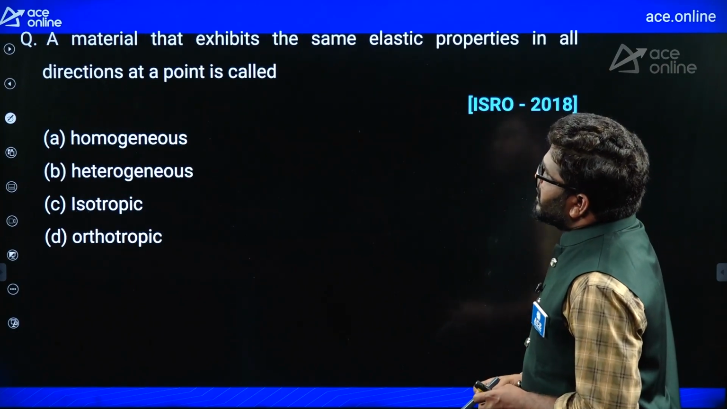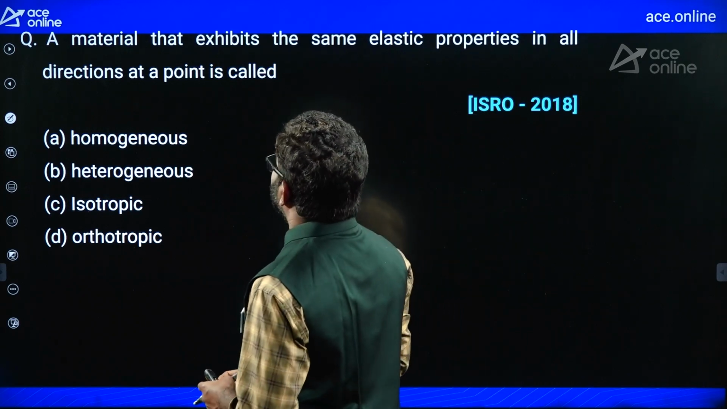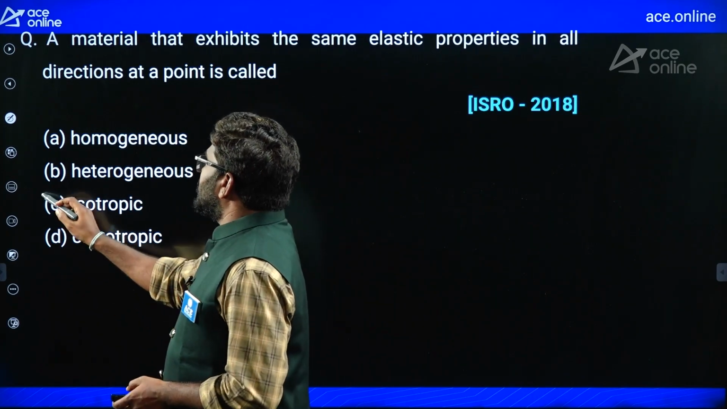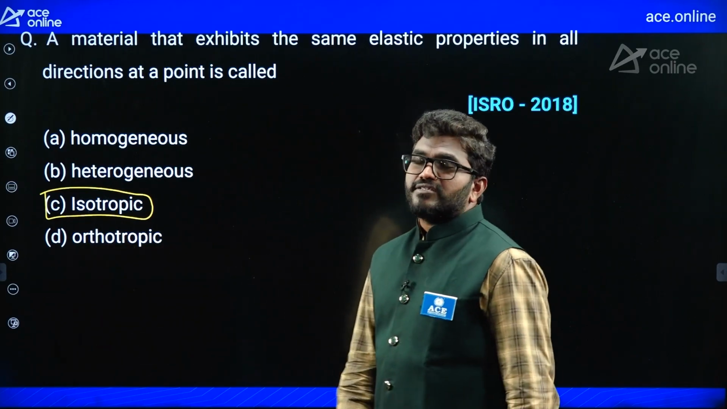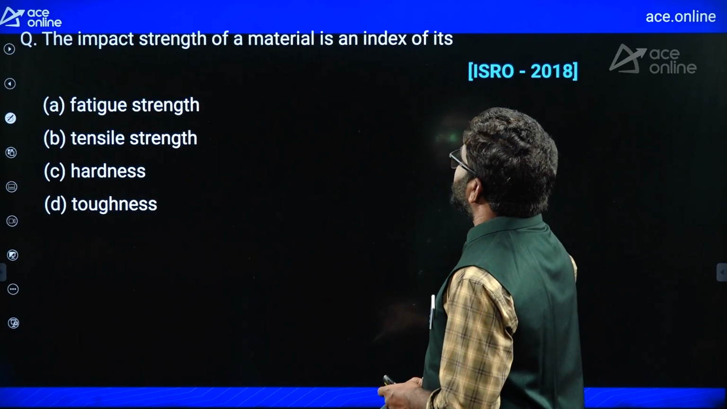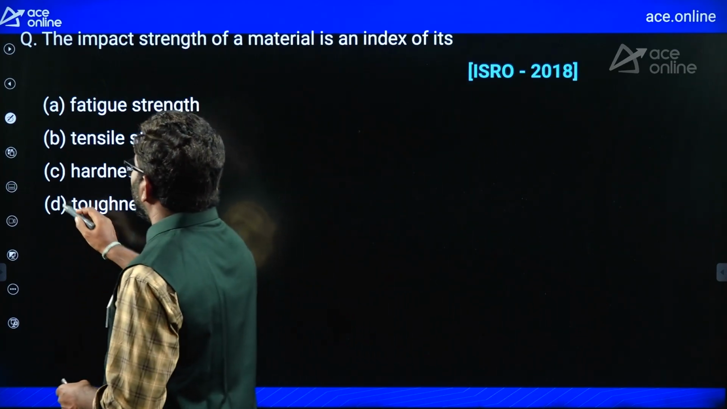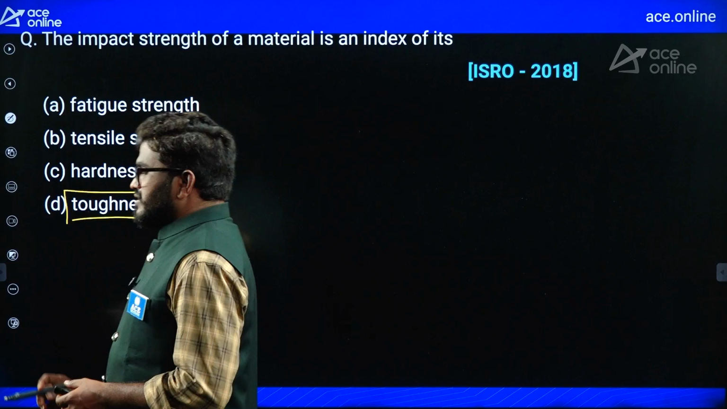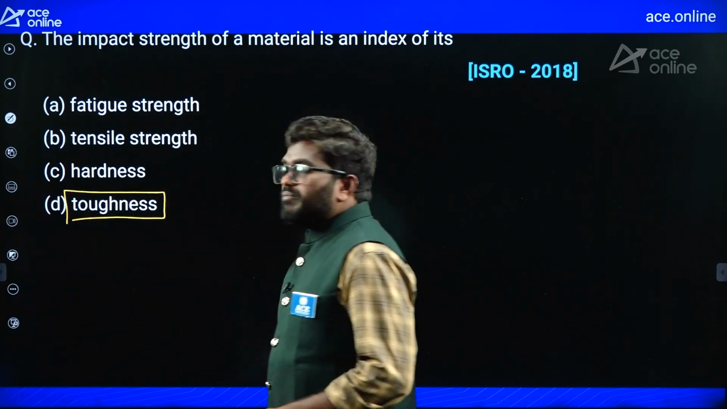Now, a material that exhibits the same elastic properties in all the directions is known as isotropic material. C is the correct answer, right? The impact strength of a material is an index of its toughness. Toughness is the ability of material to absorb energy up to the fracture point.